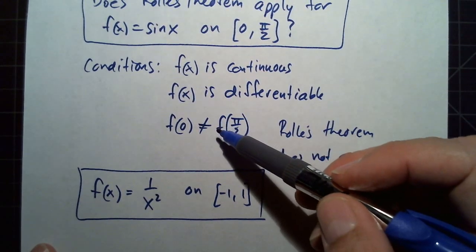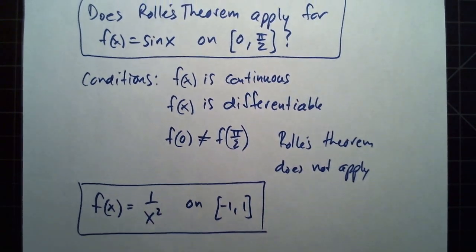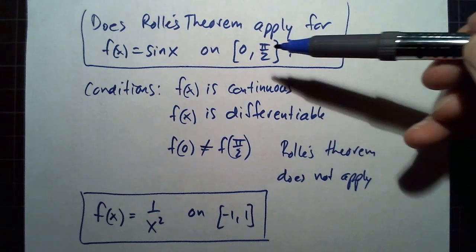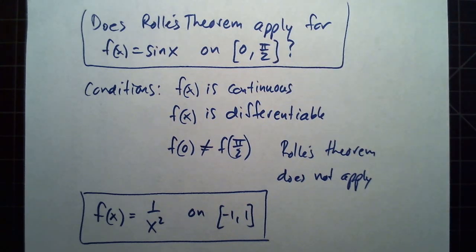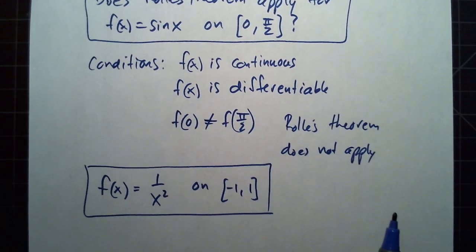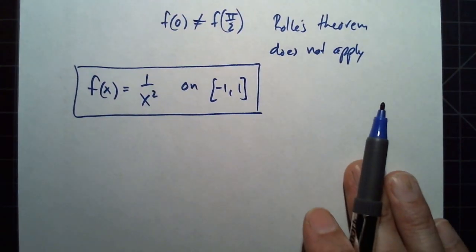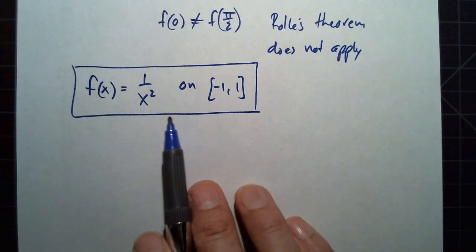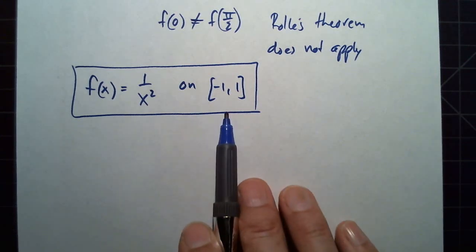If this were true, then remember that Rolle's theorem would say there exists a horizontal tangent line on this interval. There exists a slope of 0 on that interval. But here we just say there could be a slope of 0, but it's not guaranteed by Rolle's theorem. All right, so same question. Does Rolle's theorem apply for this function on that interval? Go ahead and pause the video and try that.